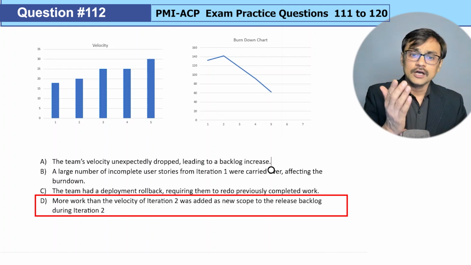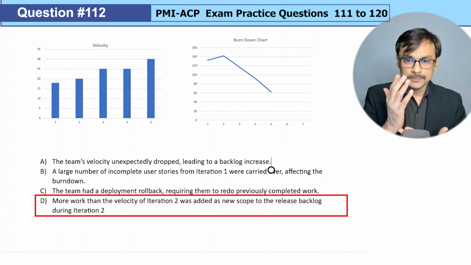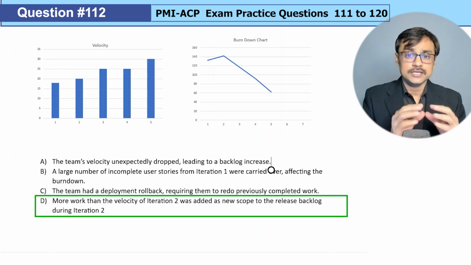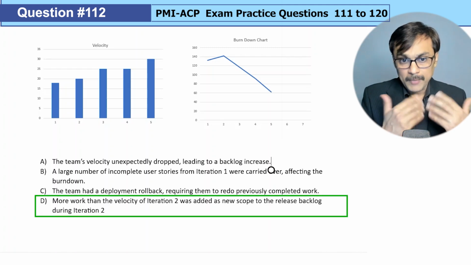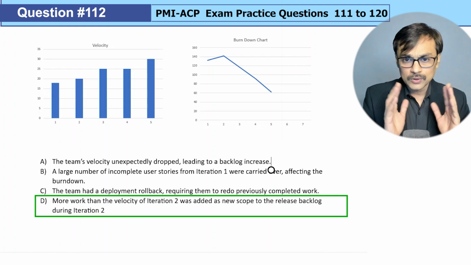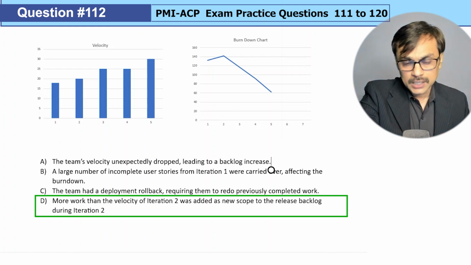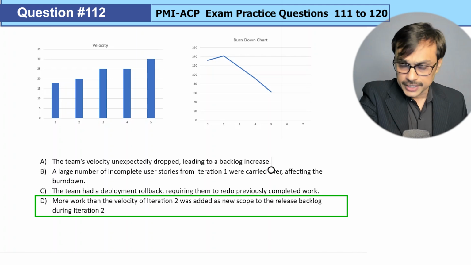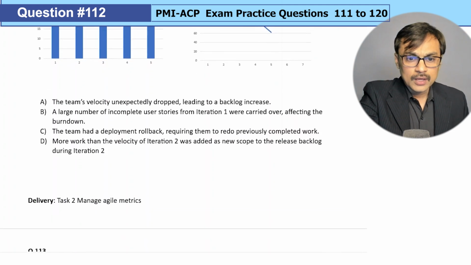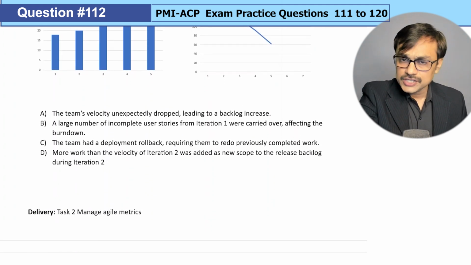That's why we have a burn up observed in the burn down chart. So option D is more clearly saying which might be the reason behind these two situations: good velocity, but having the burn up in the burn down chart. So option D looks great for this question.